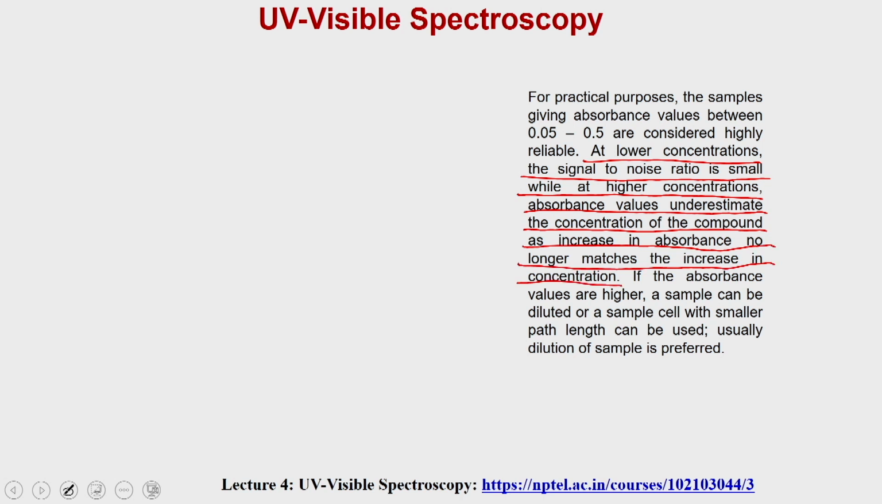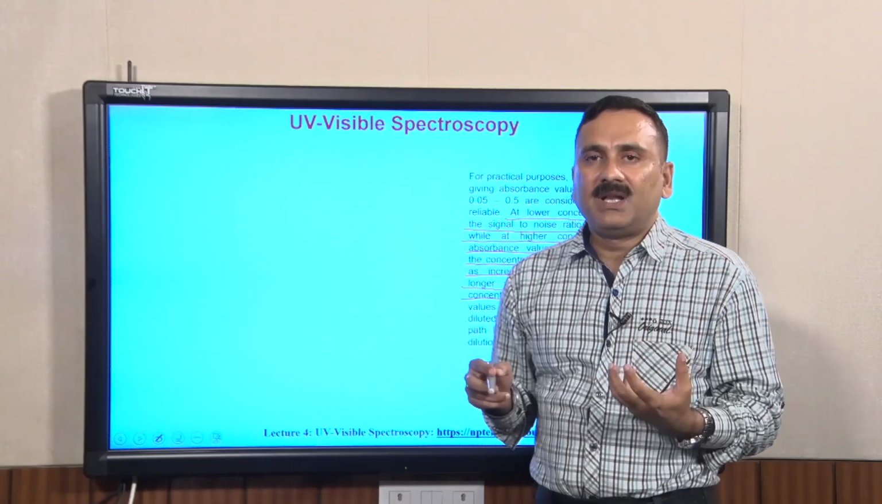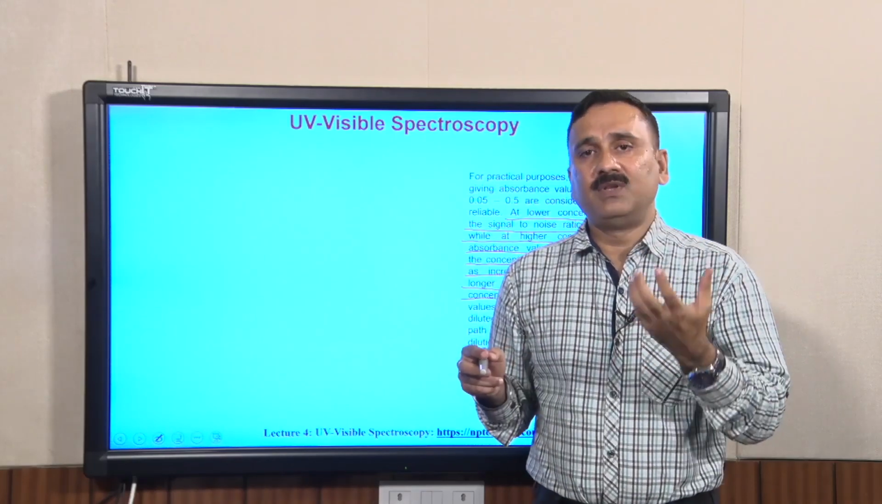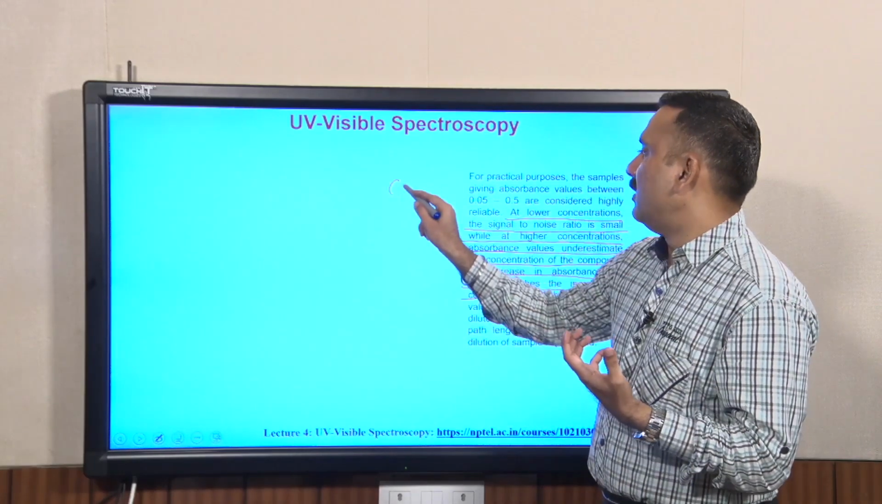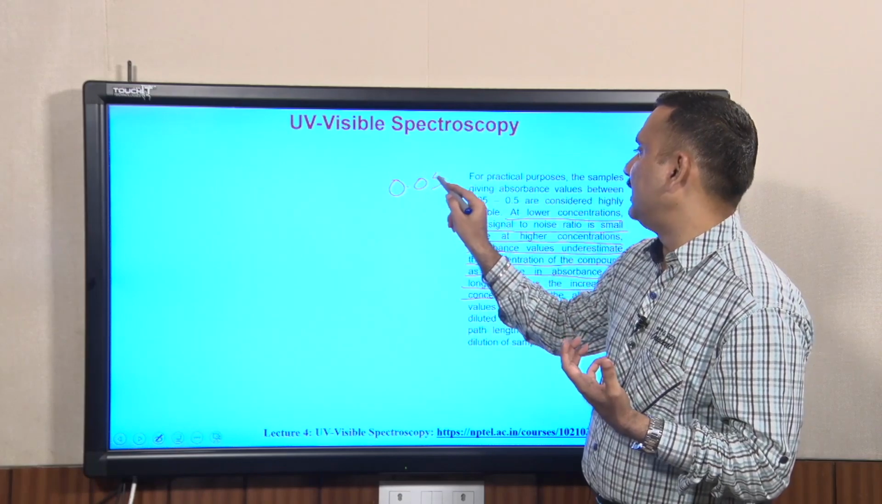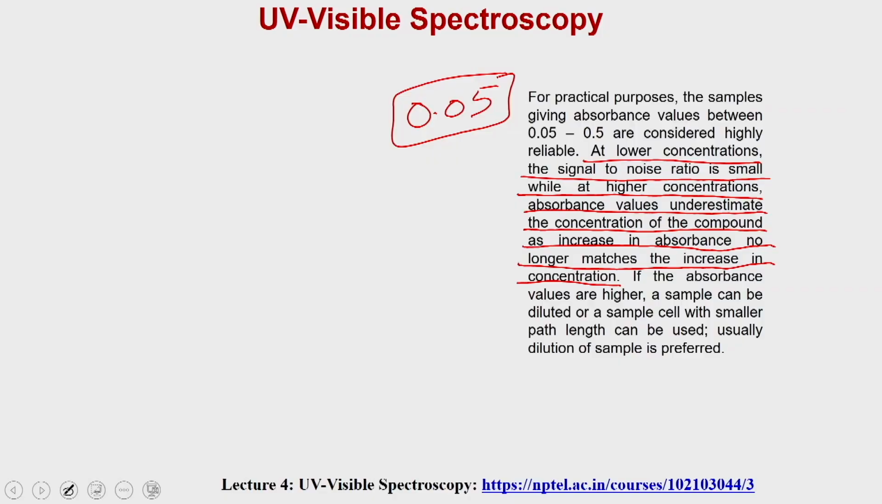So what you have to do, if you have an absorbance of a sample which is less than 0.05, in that case you might have to concentrate the sample and see. But suppose you have a value which is above 1, then what are you going to do? You are going to dilute it 3 times, 4 times, and then you are going to measure.